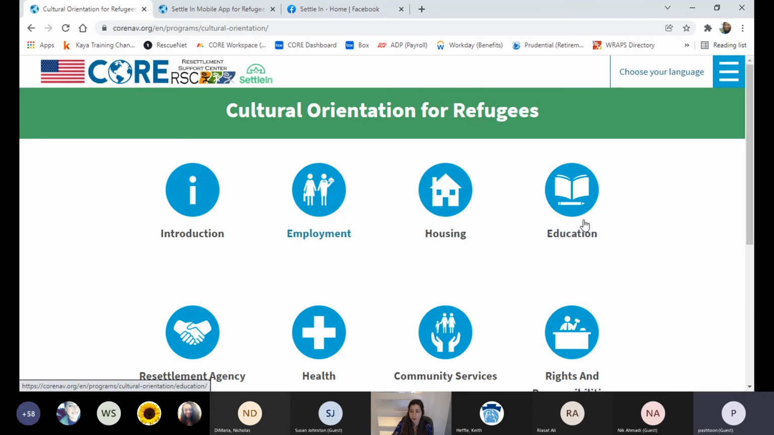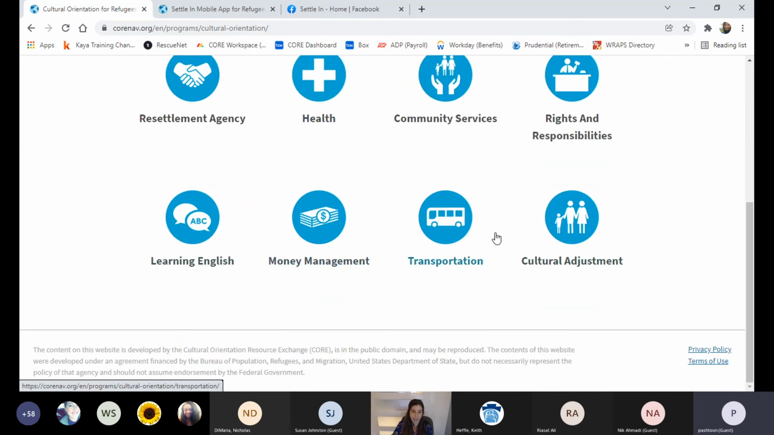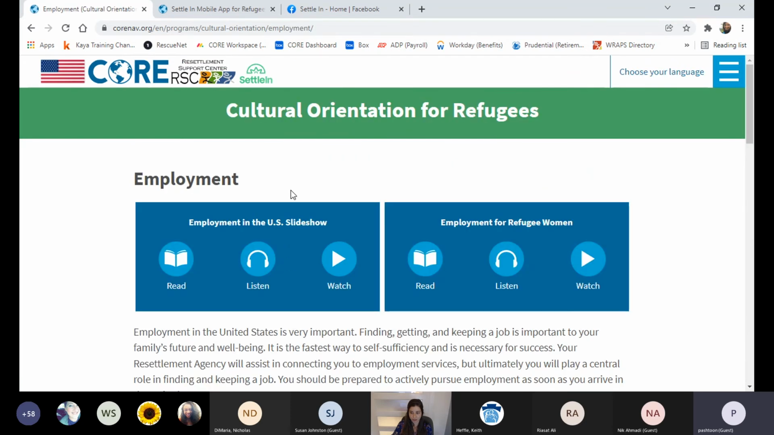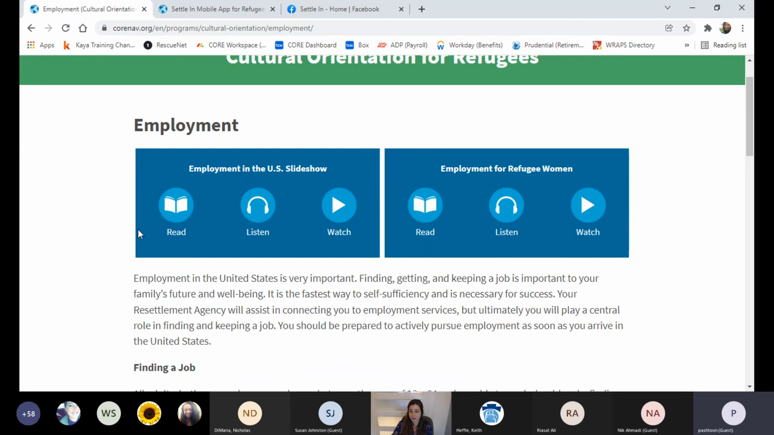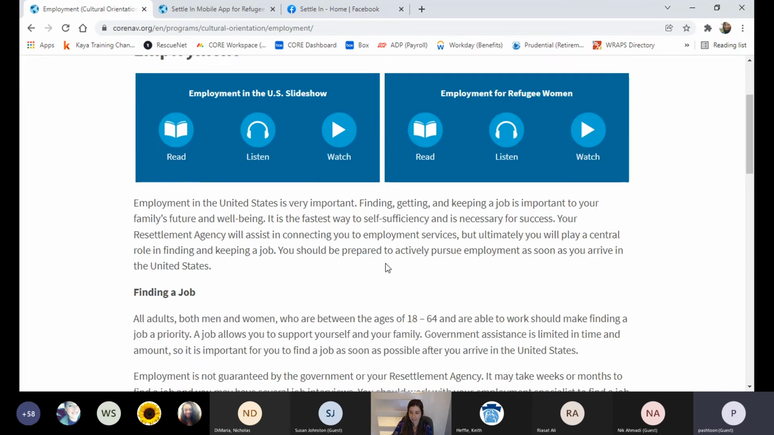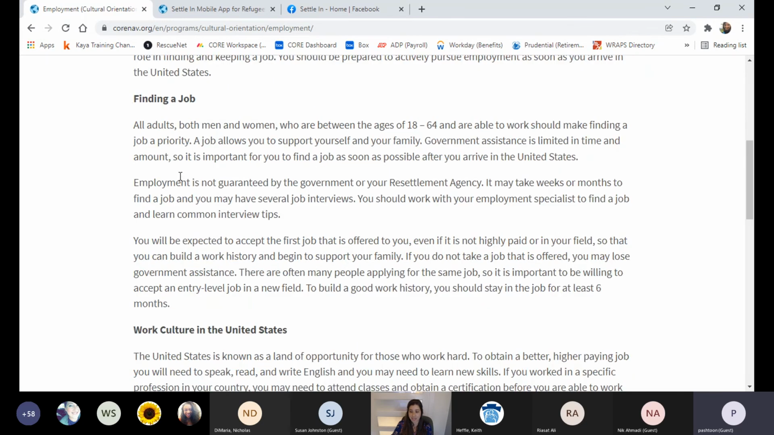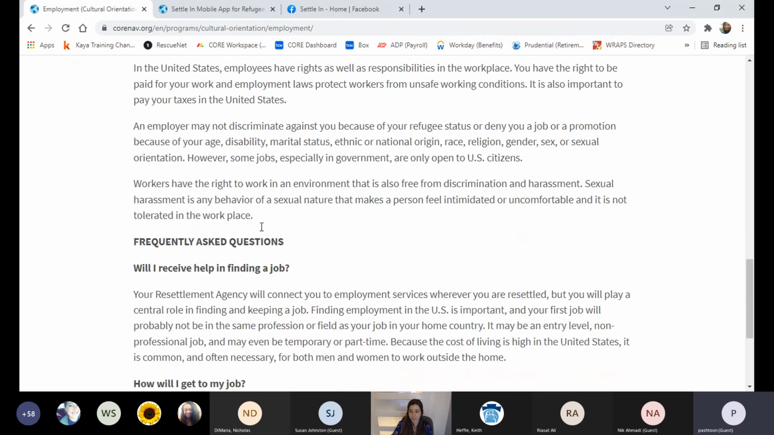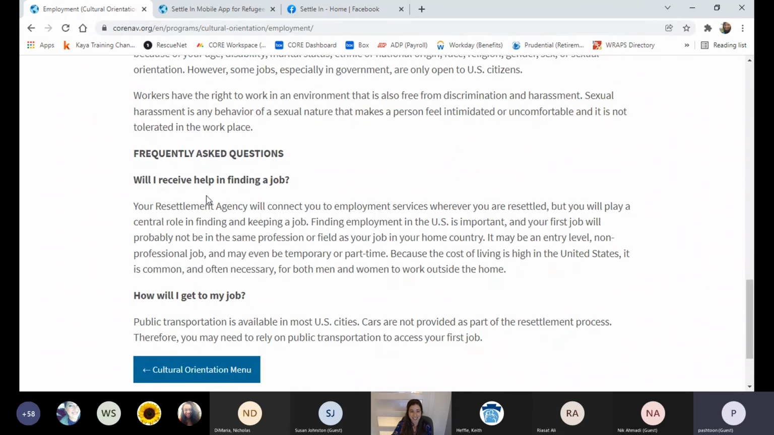So we have all the top cultural orientation topics listed here, which each provide different types of information. I'm going to navigate to the employment resources right now. And you can see here that we have information on two topics, generally on employment in the US and employment for refugee women, as well as some information here on finding a job, work culture in the United States, employment rights and responsibilities, and some frequently asked questions that you had all posted at the beginning of the call when I asked you what common questions you might hear.